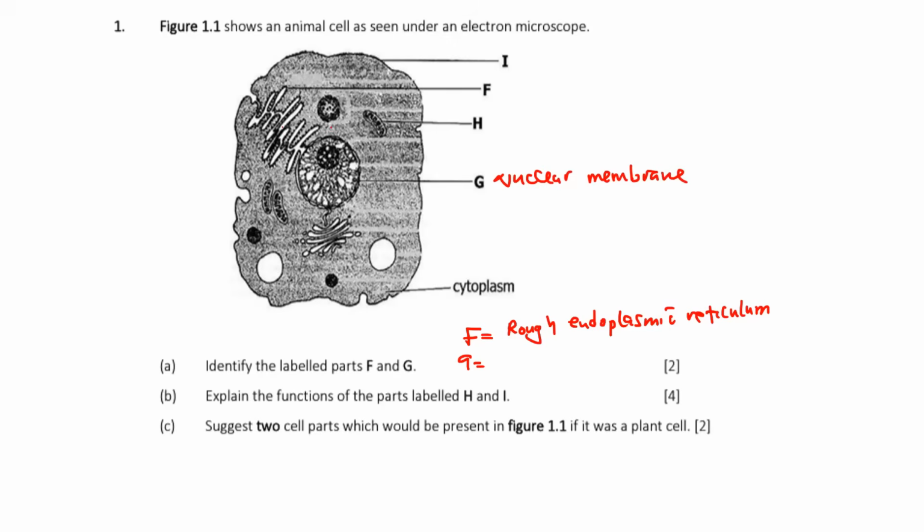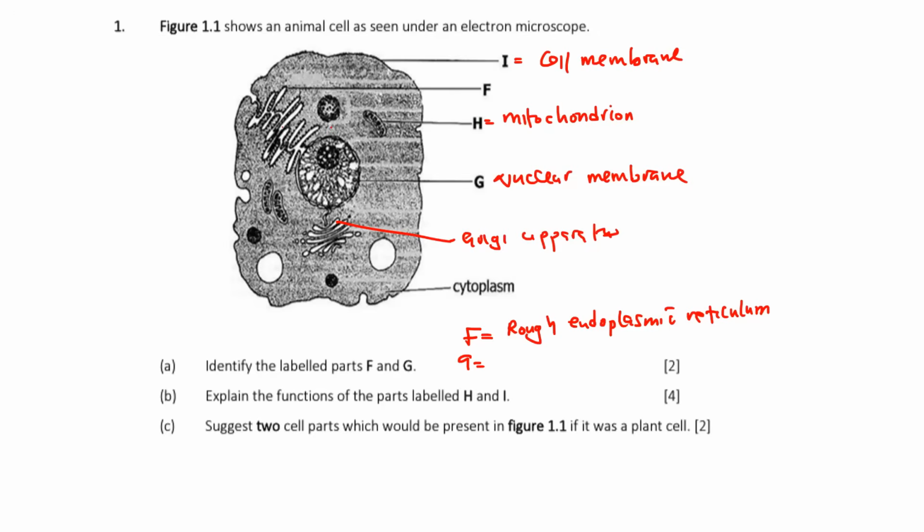Let us just name H for the sake of naming it as we revise. This is called the mitochondrion. One is a mitochondrion, two or more is called mitochondria. Very important. Okay, let us look at what about I? So I is the cell membrane. You are told this is an animal cell. Then if you look, these are called the Golgi apparatus.